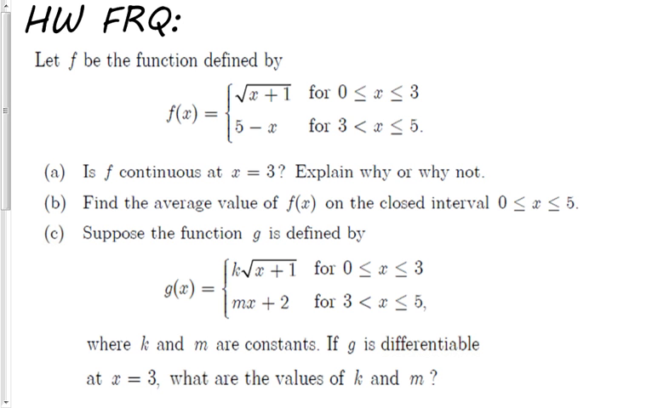C, suppose the function g is defined by the following. So here you have another piecewise function. But there's a k in it and an m. Okay, there are variables, k and m, but these variables are basically just numbers. Your job is to figure out what those numbers could possibly be. And then they tell you if g is differentiable at x equals 3, what are the values of k and m? In order for a function to be differentiable, the left-hand derivative has to equal the right-hand derivative.